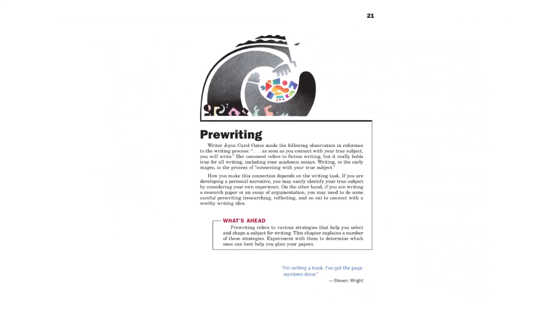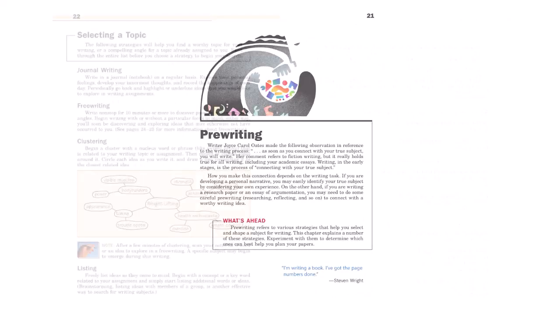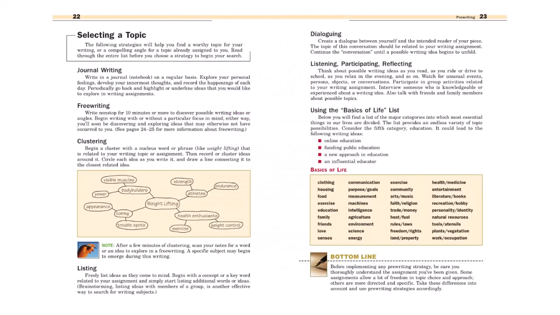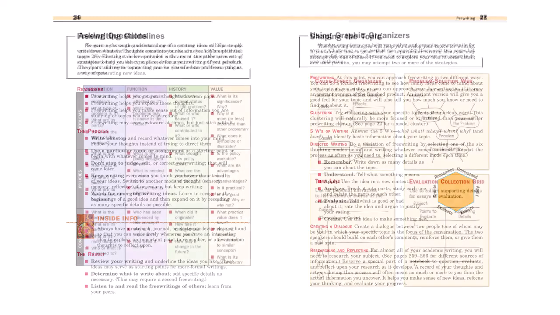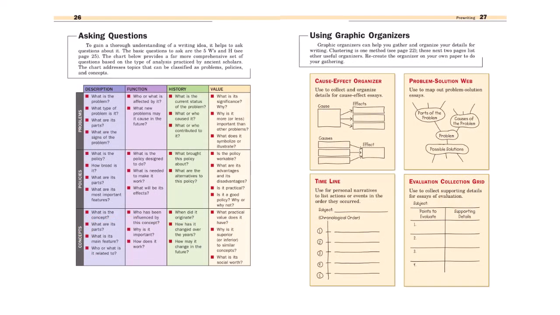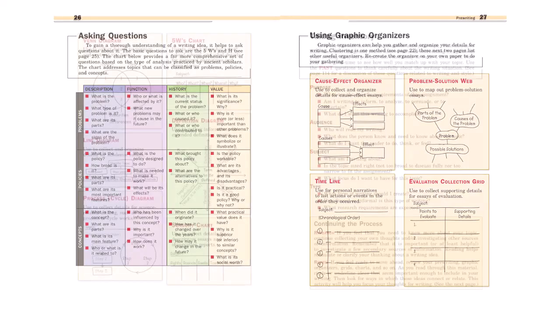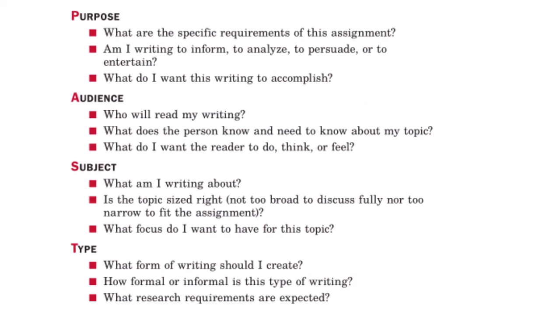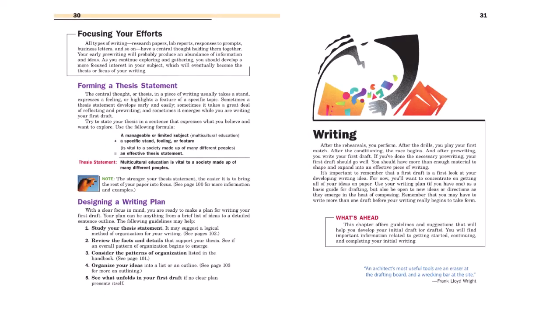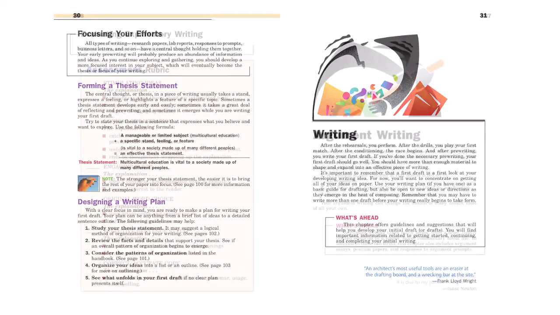Let's look at this chapter in the process section, pre-writing. Students learn many strategies for selecting a topic, including journal writing, free writing, clustering, dialoguing, and so on. They take a closer look at free writing, and then start to focus on a topic. Students learn to ask different sorts of questions to gather details, and use graphic organizers to visualize them. They also learn a powerful strategy for rhetorical analysis: purpose, audience, subject, and type. And they learn how to write an effective thesis statement, and then support it with details.